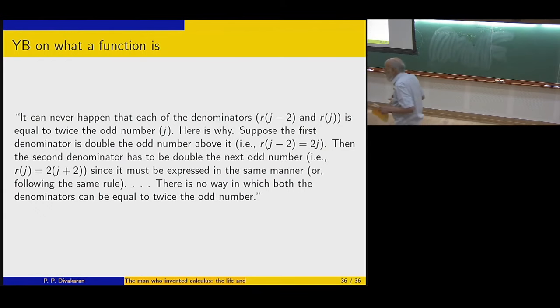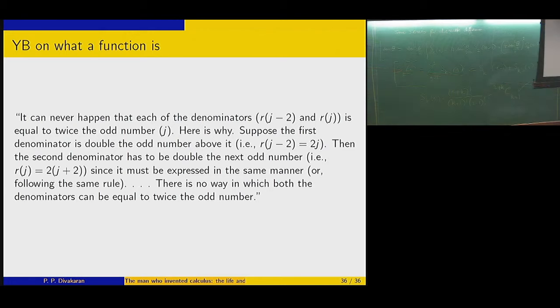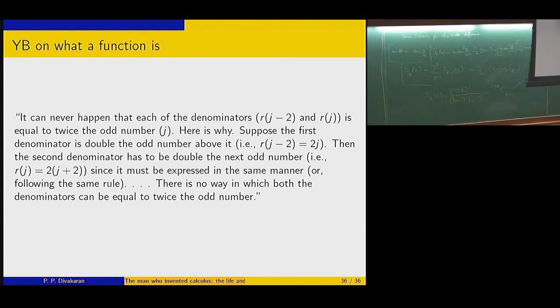Here is the first conscious, deliberate pointing towards the notion that the functional dependence of functions on the variable must be respected. That's the only statement I know in the early literature. Then there is no way in which both the denominators can be equal to twice the odd number. It's not possible. So he says, of course, and the people sitting here should know, use it as the first approximation, the standard technique of Indian mathematics, and look for corrections.